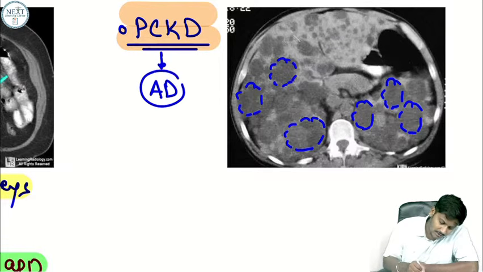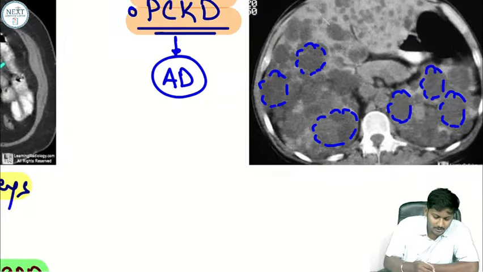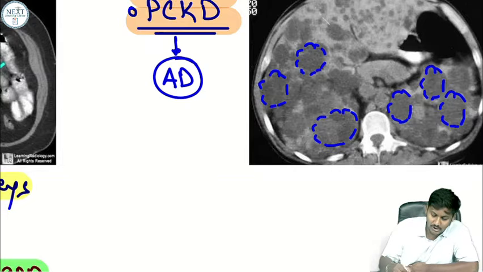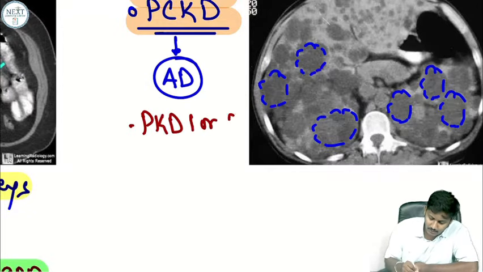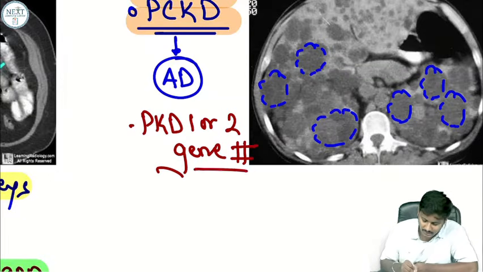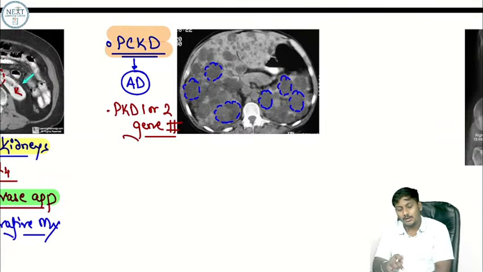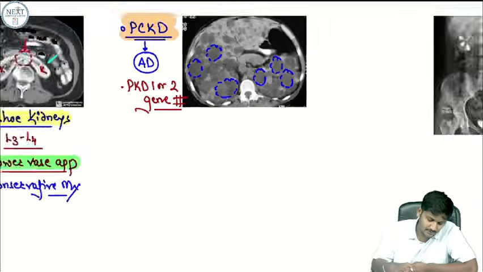We know, beta, that the gene mutation seen in the autosomal dominant variety is nothing else but the PKD1 or the PKD2 gene mutation, right? These are the gene mutations associated with the autosomal dominant variety of polycystic kidney disease, which is called the congenital or the adult variety, right? That is important to be remembered.